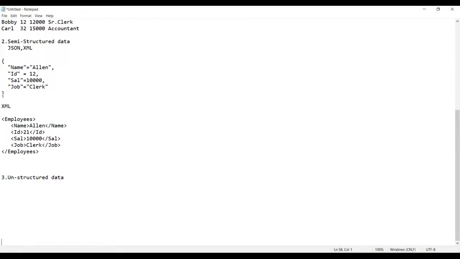But the drawback is that 80% of the data collected in the big data environment will be unstructured only. Only the remaining 20% will be structured and semi-structured. Getting my point, all of you? Yes, sir. Only 20% will have structured and semi-structured.